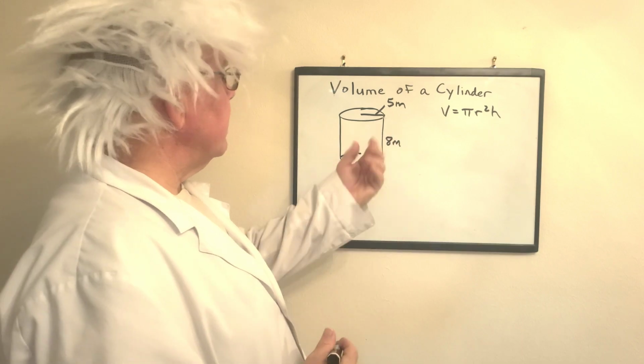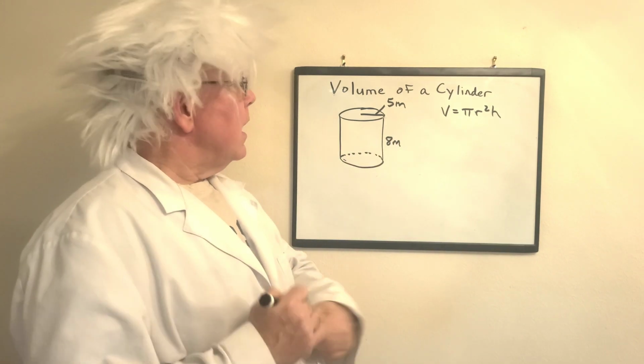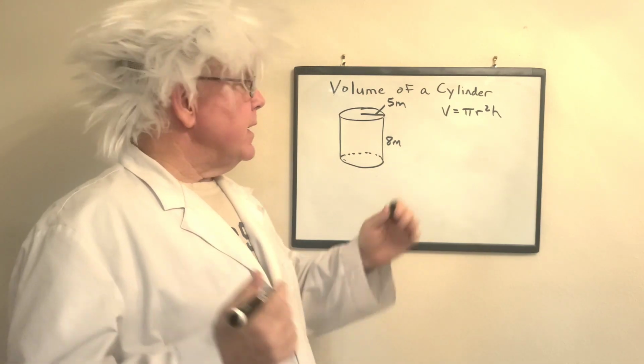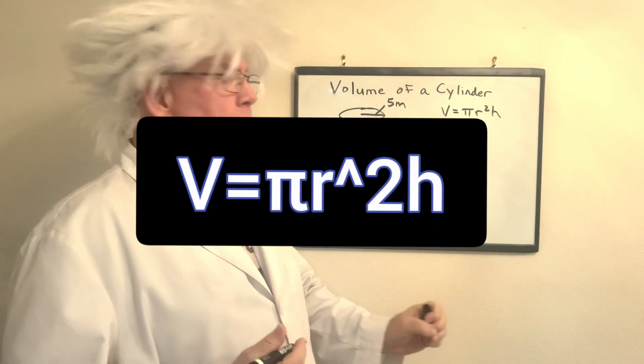Got a little problem here. We've got volume of a cylinder. We have a formula here. Let me break it down for you. Volume of a cylinder is pi times radius squared times the height.